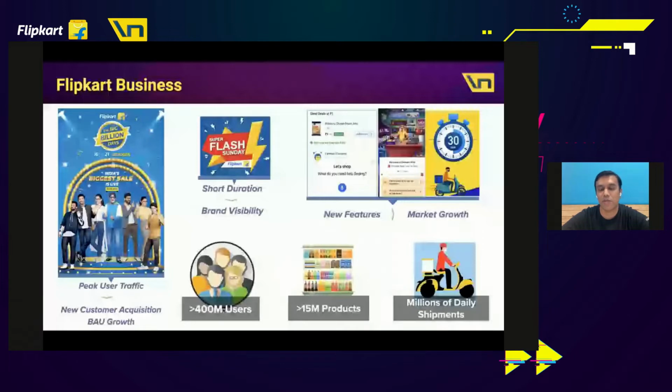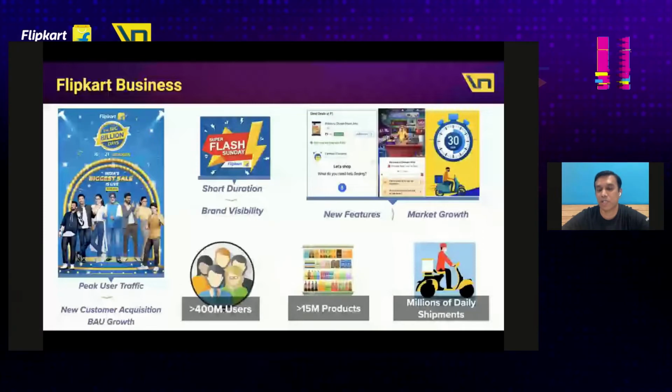And over time, Flipkart has been launching very innovative features like voice assistant, engagement things like videos, games, and also new domains like Flipkart Quick. All of these lead to significant growth in the market. So as of now, the Flipkart business scales to around 400 million users, 15 million products, and we handle daily millions of shipments. How does this translate to the infrastructure requirements?